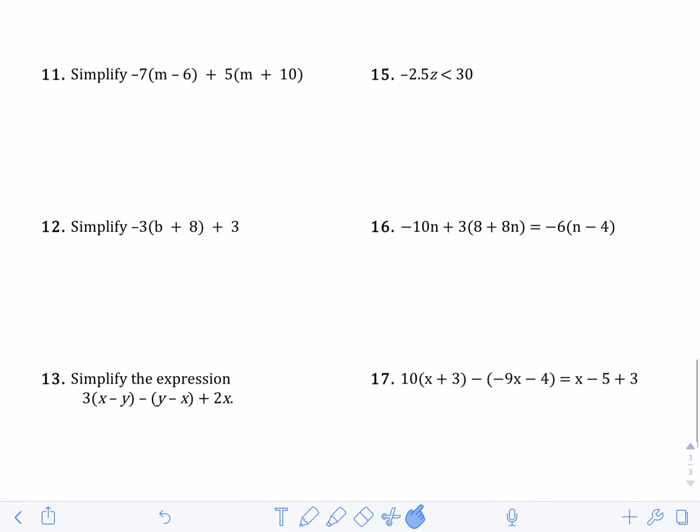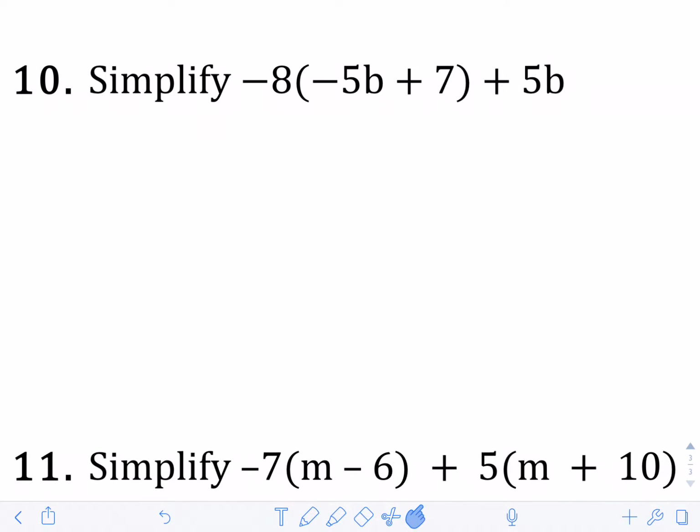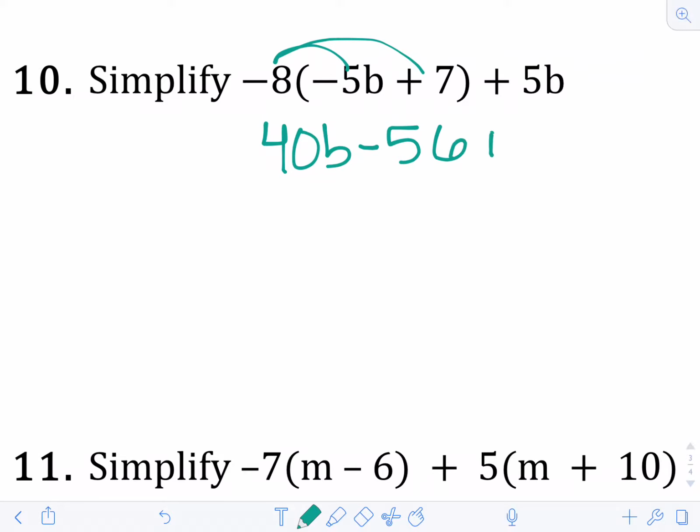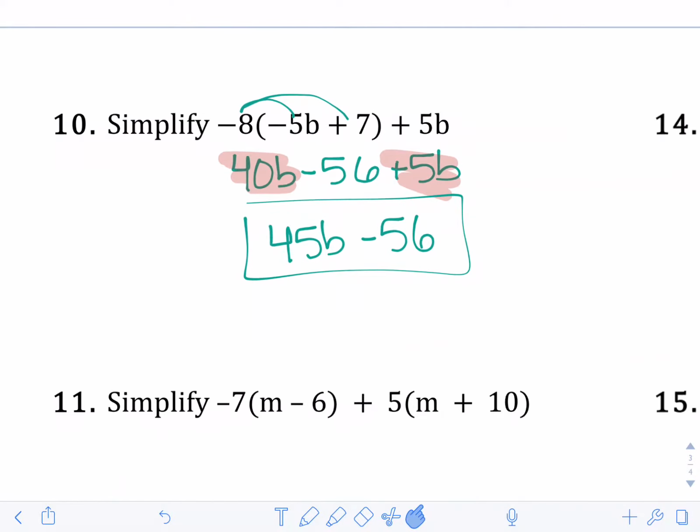Okay, we got a couple more problems left over here. We have 17. Okay, so here we go. Start with number 10. Simplify. So I'm going to distribute my negative 8. Negative 8 times negative 5 gives me a positive 40b. Negative 8 times 7, minus 56 plus 5b. And then I'm going to combine my like terms. So 40b, 5b. That would give me 45b minus 56. Can't combine those because they're not like terms, so that's my final answer.